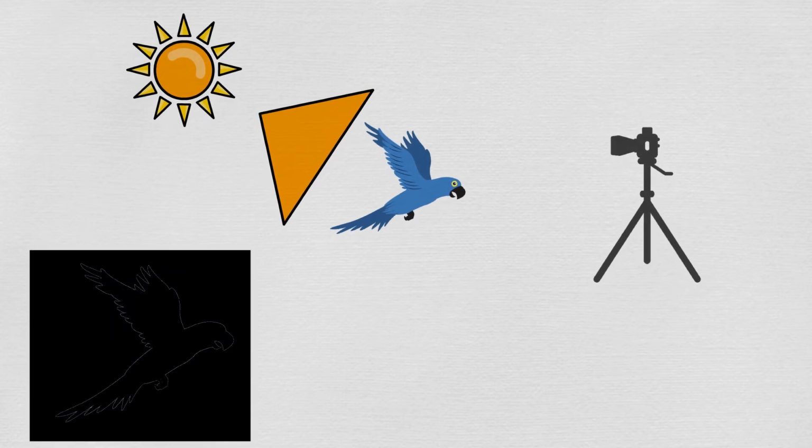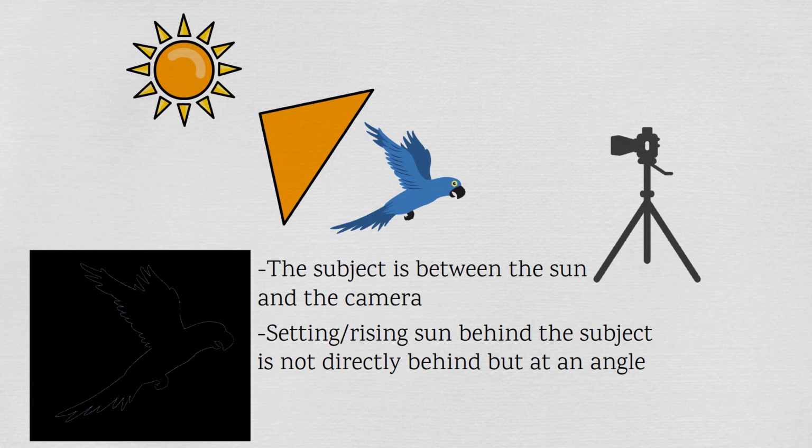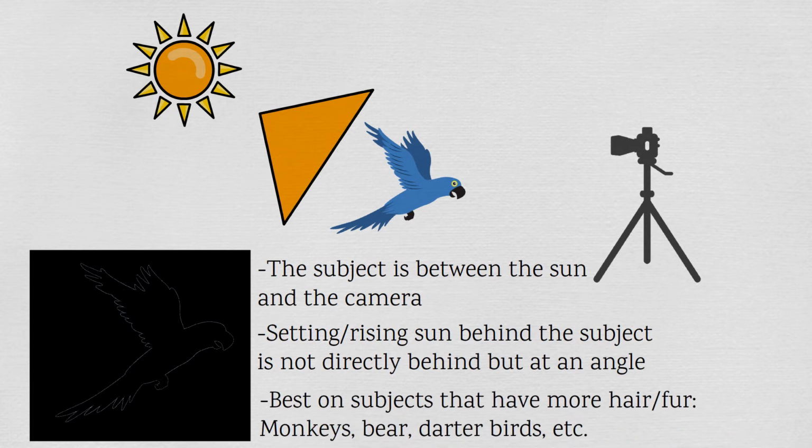So this is the position where the subject is between the sun and the camera, and the sun is slightly above the subject, at an angle, to render the subject dark but light up the edges of the subject. The best subjects for this are animals or people with a lot of hair, because the hair is what gets lit in the photograph. So animals like monkey, bear, or even darter birds or bigger birds which have a lot of feathers on them, they are great subjects for this.